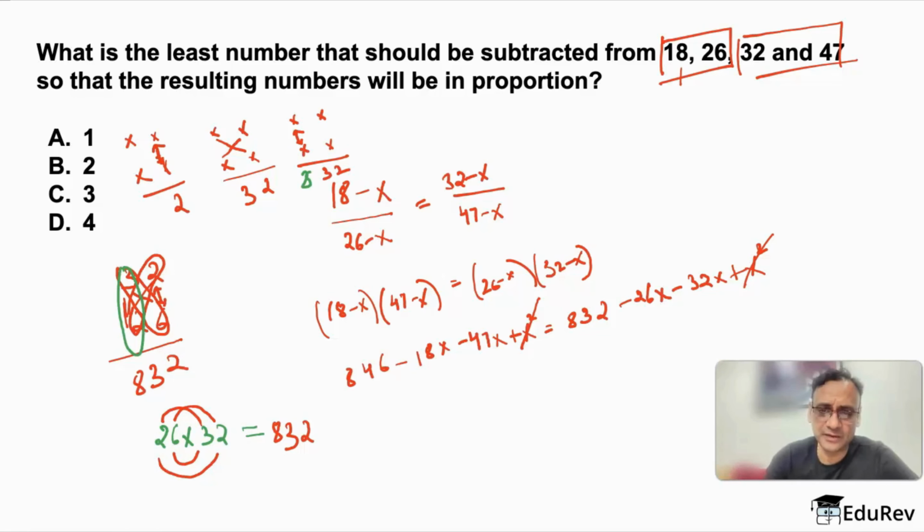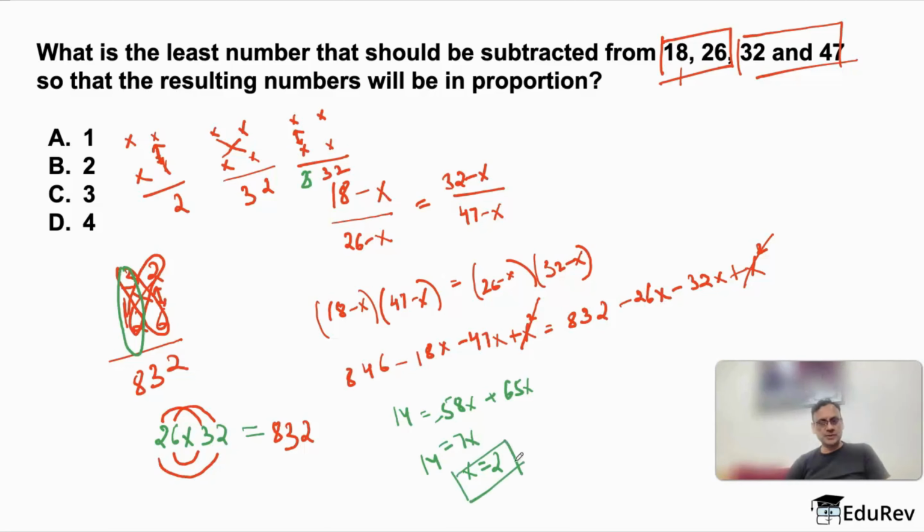So what I have is 846 minus 832, that gives me 14, is equal to, I have 26 plus 32, that is 58x. So that is what you get here, minus 58x, and plus I have 47 and 18, 47 plus 18, 65x. So net I get 7x. 7x is equal to 14, that means x is equal to 2. So this is the long method of solving this question.